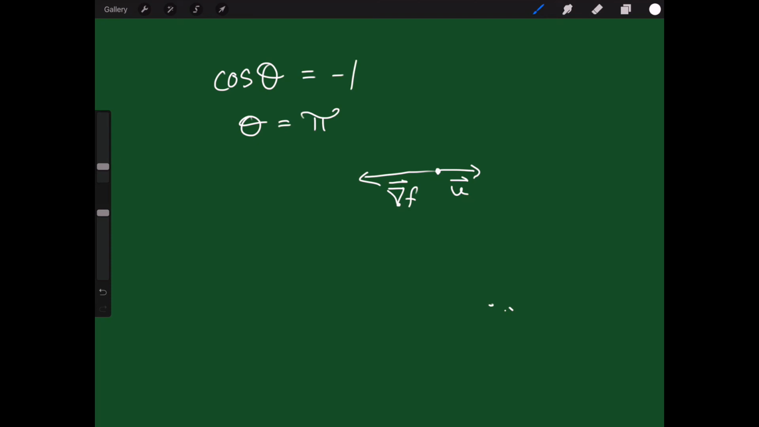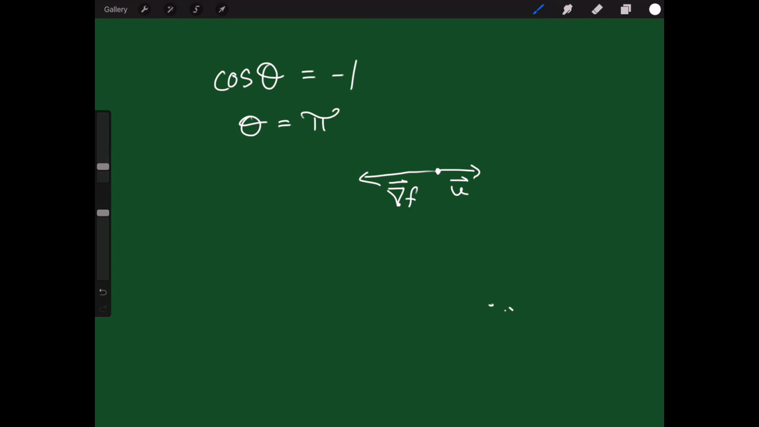Very interesting. So if you ever want to know where is the highest slope possible at a point, it's in the direction of the gradient. And if you want to know where's the smallest slope you can get at a point, it's in the direction of the negative of the gradient.